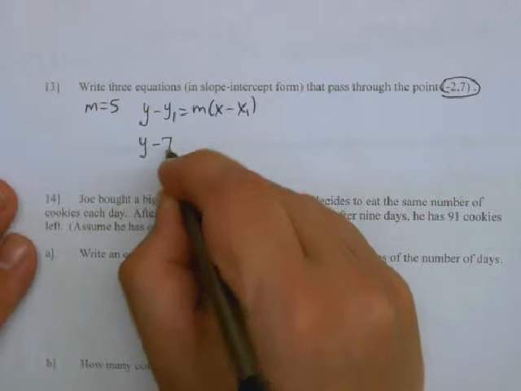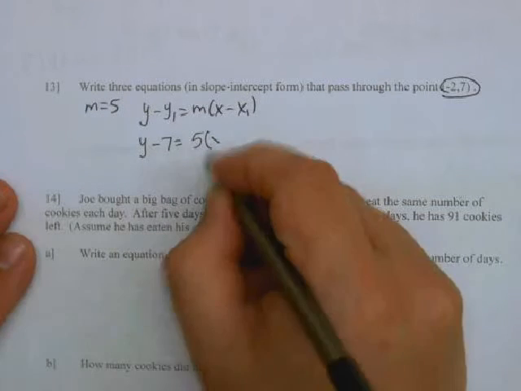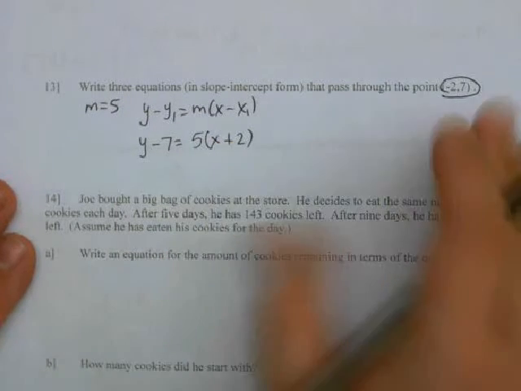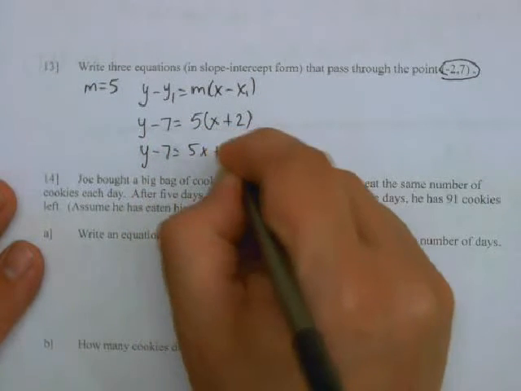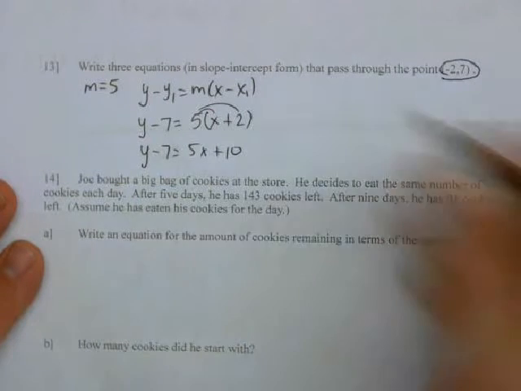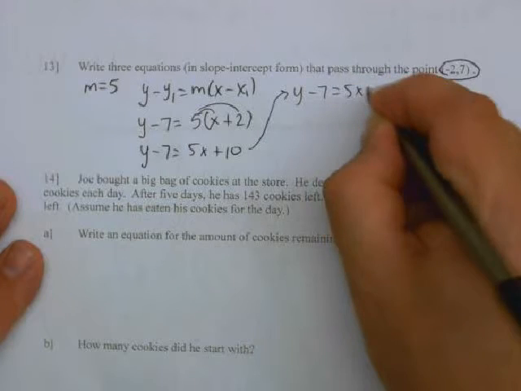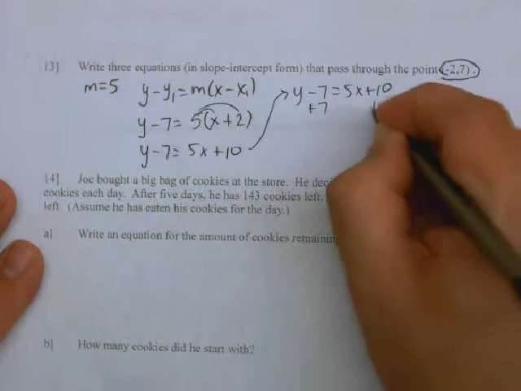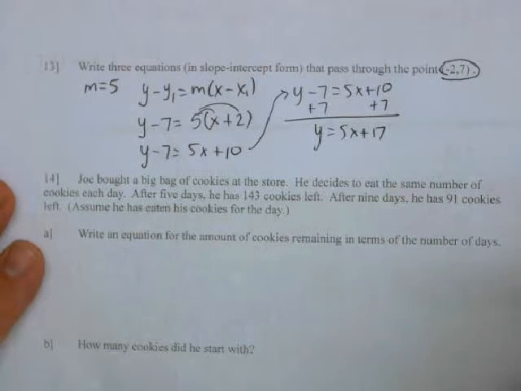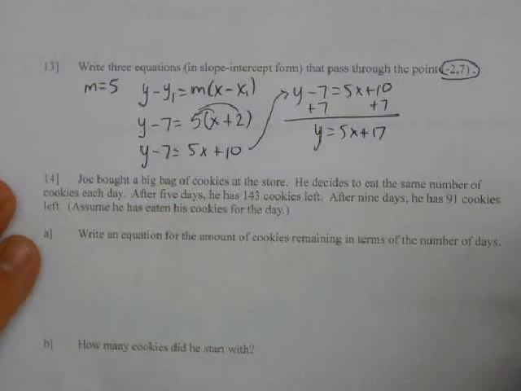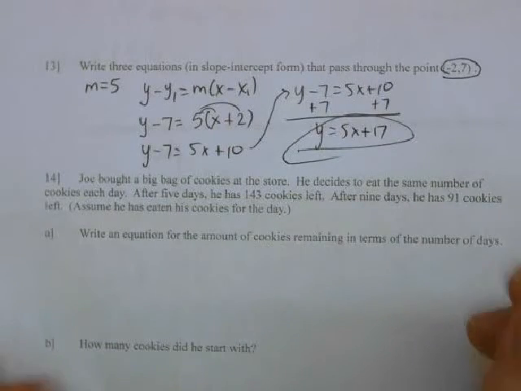So I get y minus 7 equals 5 times x plus 2. Get 5x plus 10. I'll move that up here. And I get y equals 5x plus 17. So you pick another slope and do the same process.